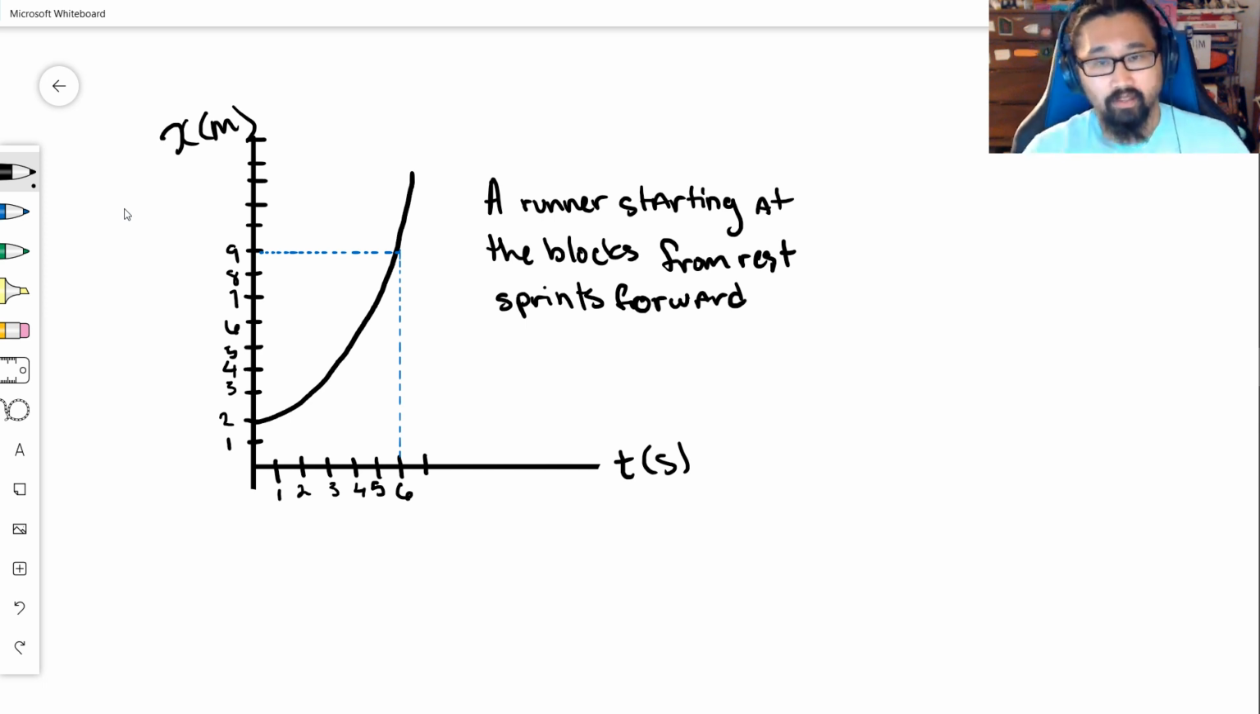Alright. So what this says is that after 6 seconds, this runner, who started at 2 meters, has traveled up to 9. So they traveled a total of 7 meters.